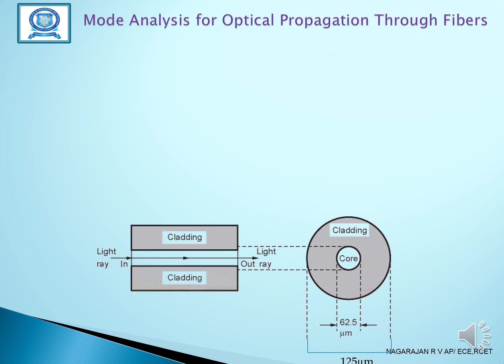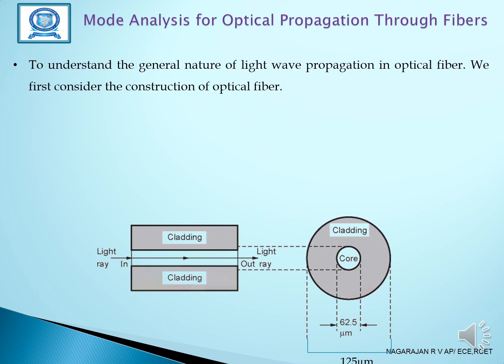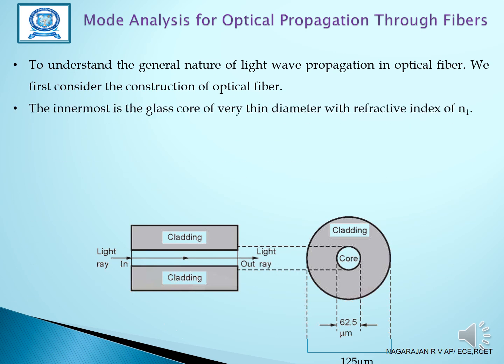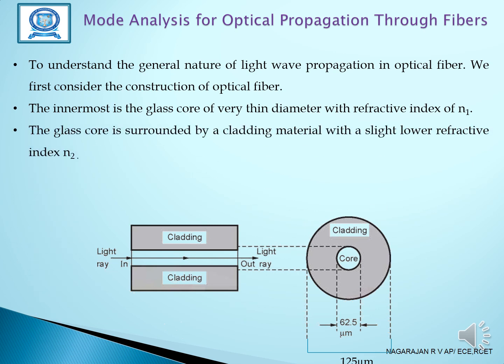So the light rays travel in a fiber optic. It has a cladding and a core. To understand the general nature of light wave propagation in fiber optic, we first consider the construction of an optical fiber. The optical fiber has two parts: one is the cladding and another one is the core. The innermost part is a glass core of very thin diameter with refractive index N1. The glass core is surrounded by a cladding material with a slightly lower refractive index N2.